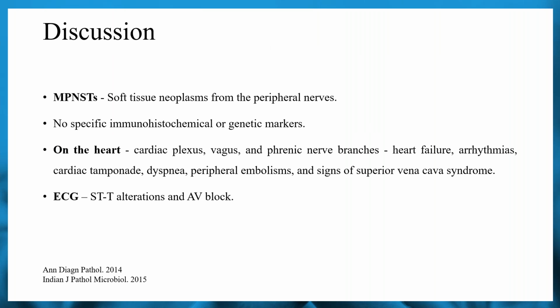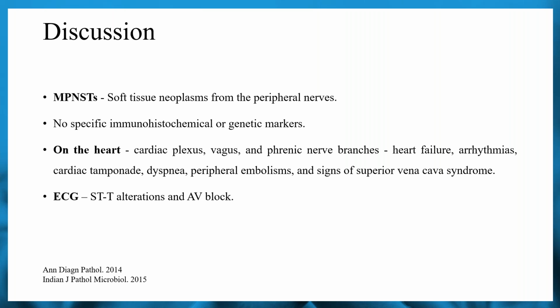So what we know about these kinds of tumor, the malignant peripheral nerve sheath tumors, they are soft tissue neoplasms from the peripheral nerves. They usually arise from the trunks of major nerves, such as the sciatic nerve, but there are no specific immunohistochemical or genetic markers. They have complex karyotypes and present a lot of numerical and structural abnormalities. So the diagnosis can be challenging and difficult because of these factors.